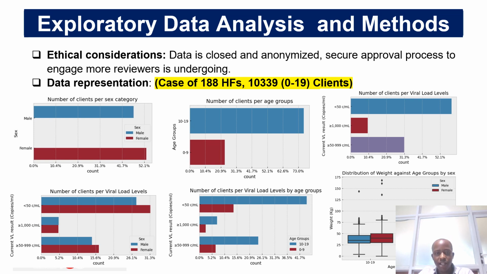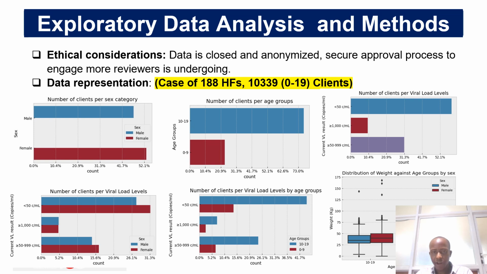Looking at the number of clients per viral load levels by age groups, we see that from 10 to 19 we have very many who are suppressing compared to the 0 to 9. Those which are non-suppressing, we have more of 10 to 19, and this points to the earlier problem statement that we have a low HIV prevalence for 10 to 19 years of age.